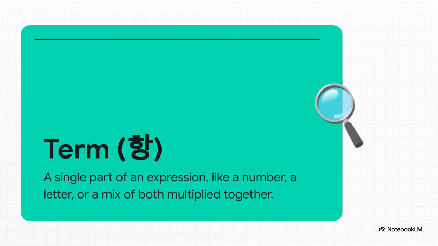All right, first up, a key bit of vocab, the term. You can think of terms as the individual Lego bricks of an expression. A term can be a plain number, like 3, a variable, like y, or a number and variable stuck together, like 5x. These are our basic building blocks.